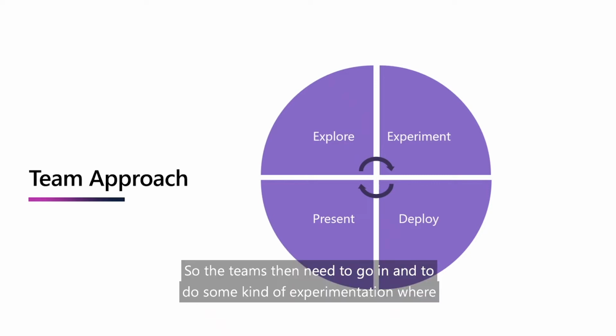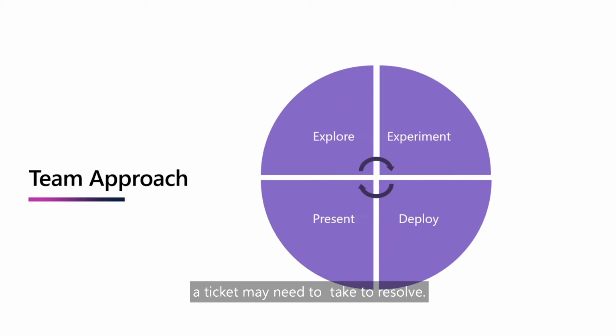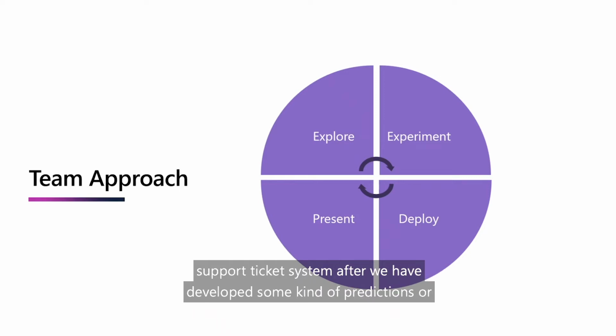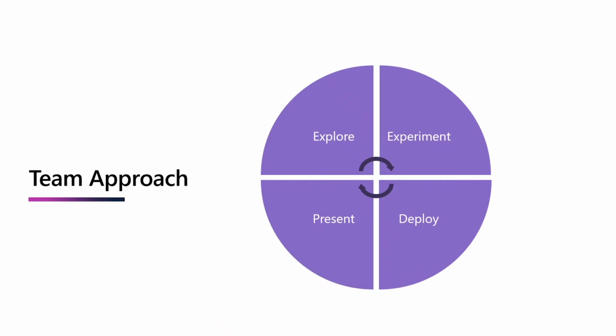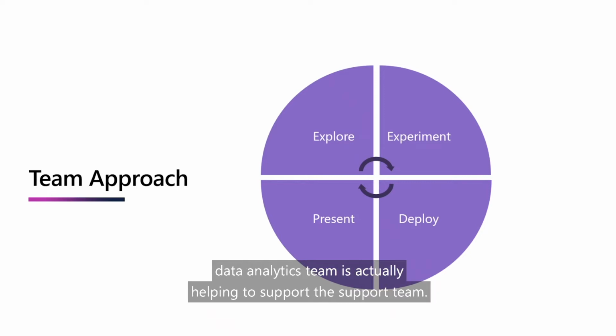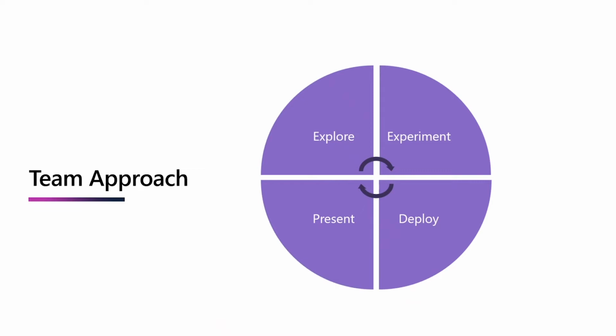The team then needs to go in and do some experimentation where we will start to look at predictions, such as forecasting the amount of tickets, or maybe the duration of how long a ticket may take to resolve. Then we'll look at the deployment so that we can feed the insights back into the support ticket system after we have developed some predictions or models. Last but not least, it is also very important to present the results back to the management team in a different way so that they can understand how the data analytics team is actually helping to support the support team.